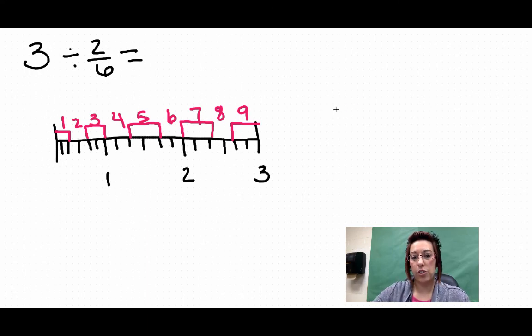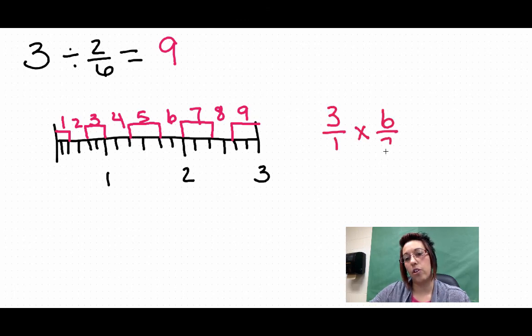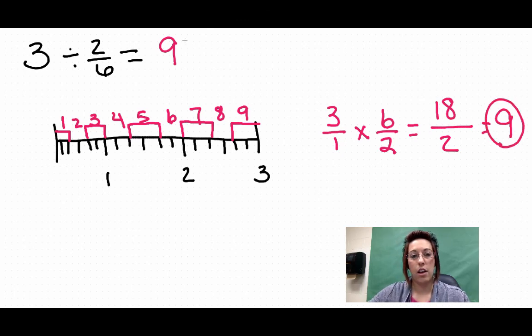So let's use the algorithm and check our answer. So 3 over 1 times 6 over 2. 3 times 6 is 18. 1 times 2 is 2. 2 will go into 18 9 times, and our answers match.